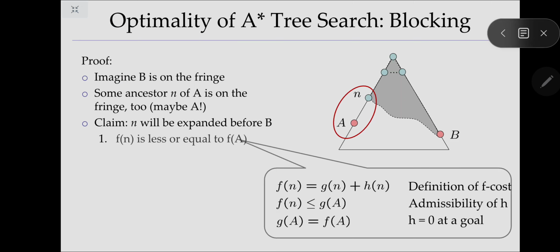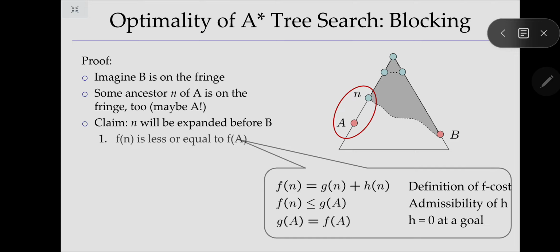For proving this assertion, consider B is on the fringe and A is outside of the fringe. If A is inside of the fringe, because the F value of A is less than the F value of B, the greedy algorithm selects A before B, and thus the optimal solution is obtained and the algorithm terminates.